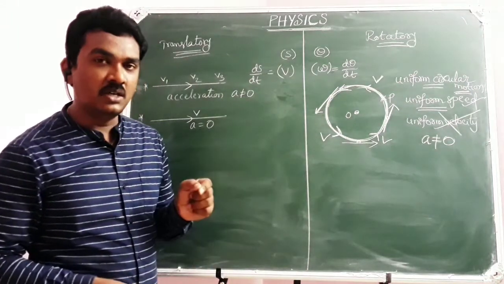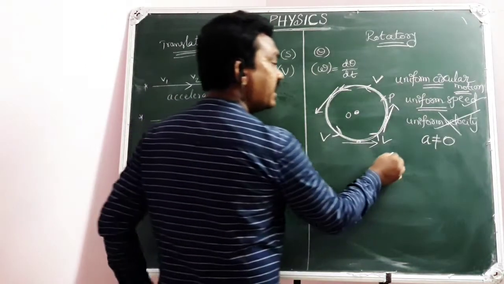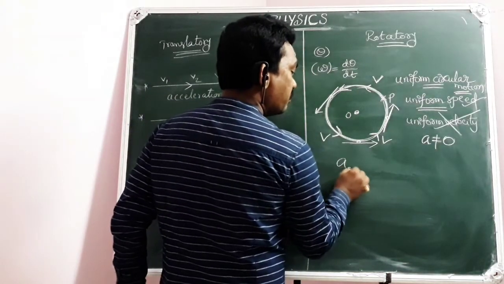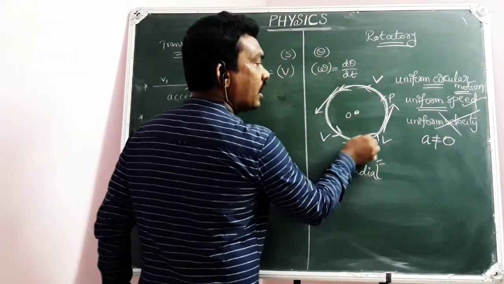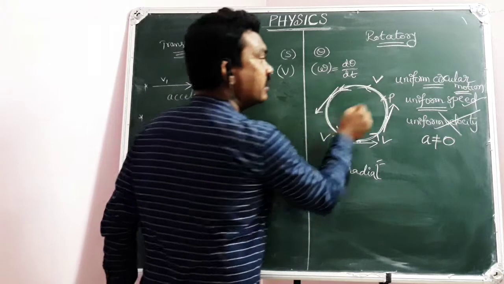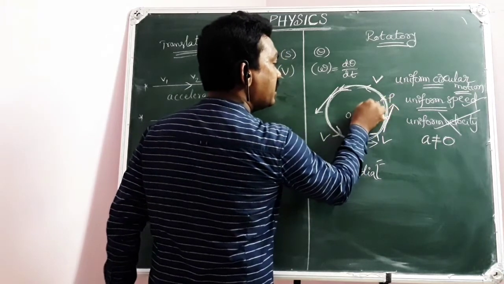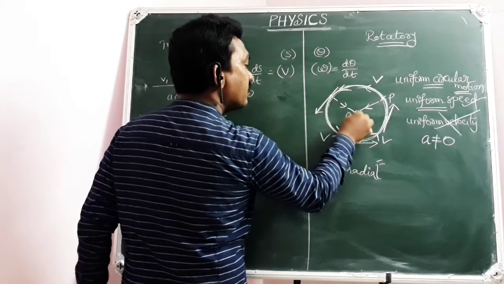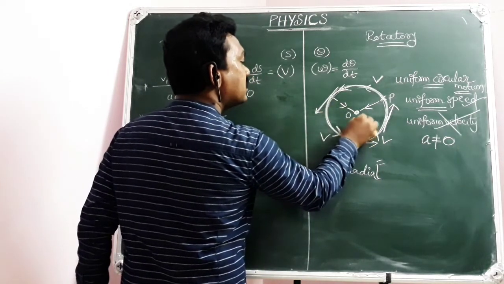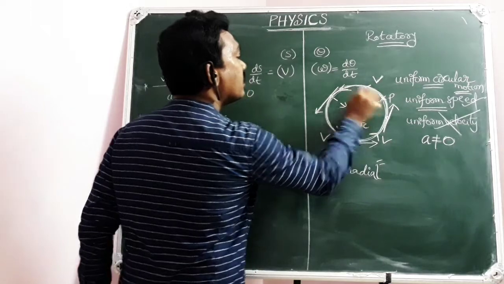But this acceleration is nothing but radial acceleration, because whenever a particle has to move along a curved track around a fixed point, at every point it should experience a force acting towards the center of the circle, which is called centripetal force.